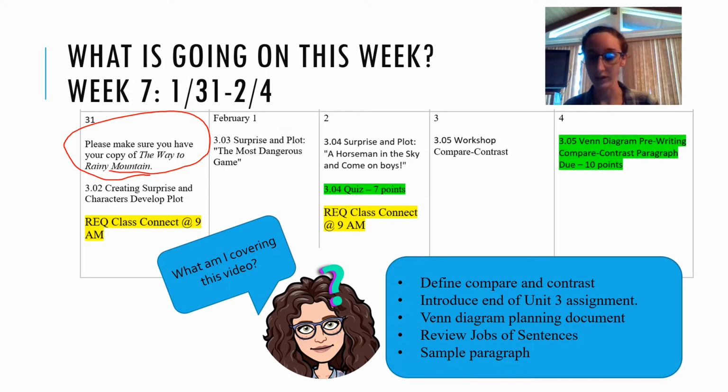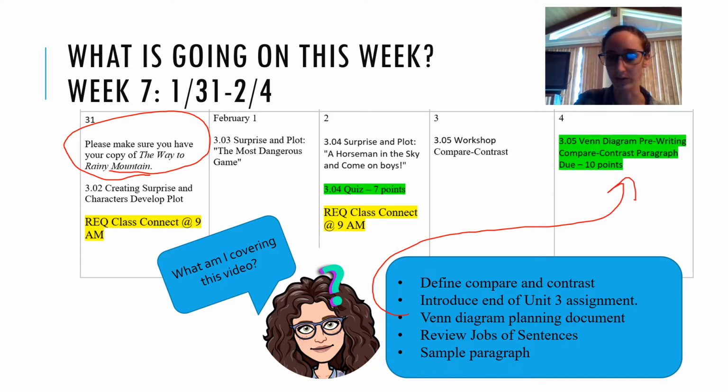So what are we going to cover in this video? We are going to define compare and contrast. We're going to introduce the end of Unit 3 assignment. We are going to go over a Venn diagram planning document. So the planning document is what you have due on Friday. We're going to review the jobs of sentences, and we're going to look at a sample paragraph. So it's a lot of things, so we're just going to whip right through it.